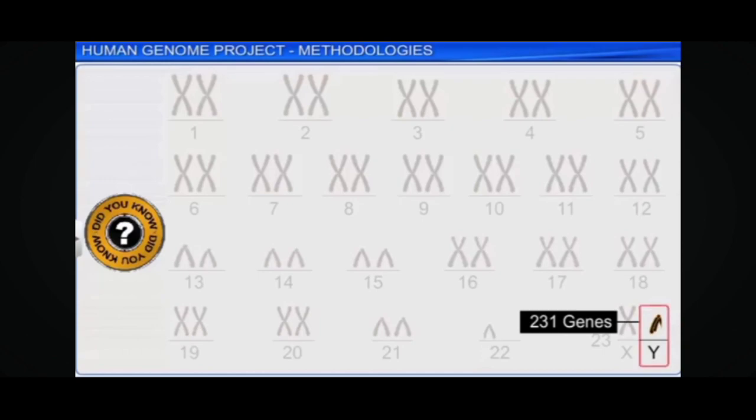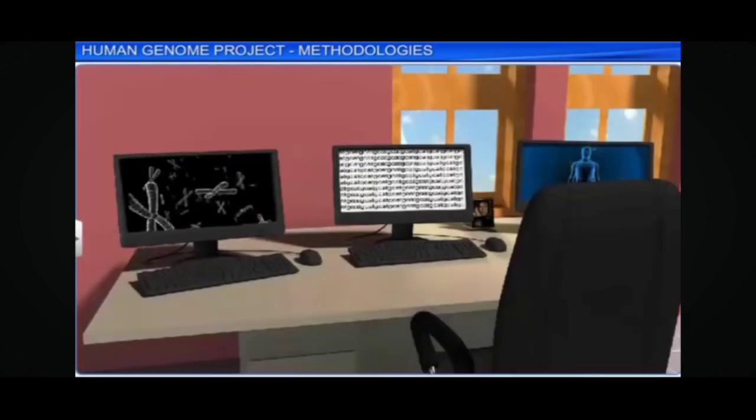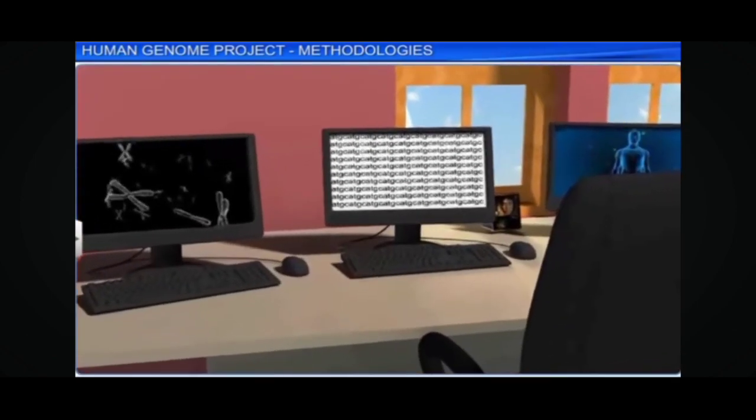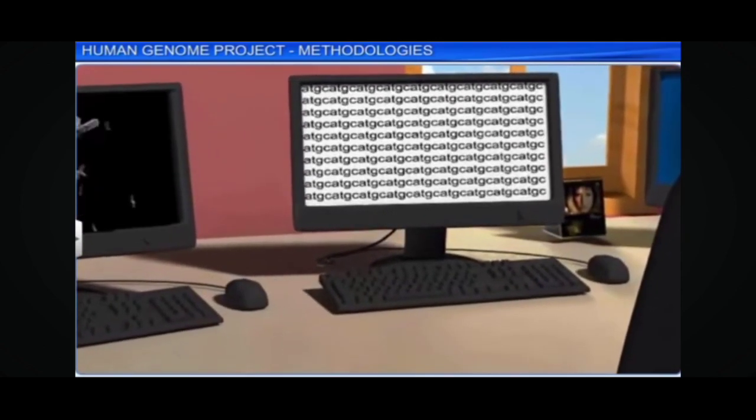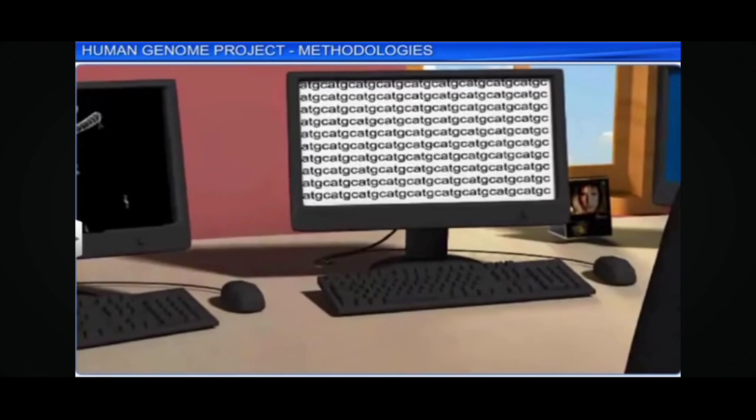These challenging tasks would not have been possible if advanced genetic engineering methodologies had not been put forth by the HGP, consequently paving the way for useful biological research.